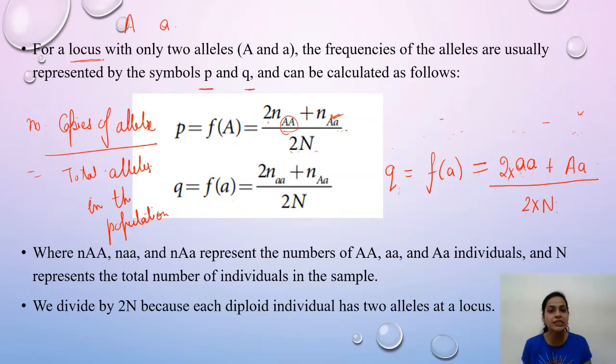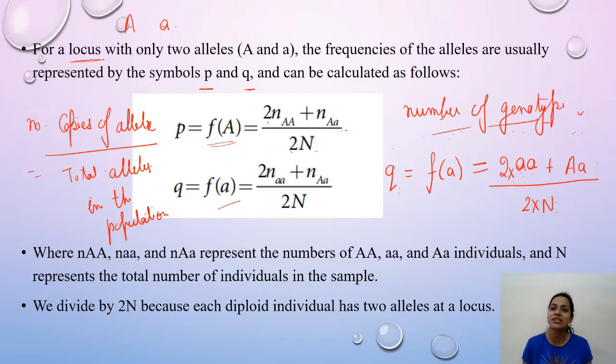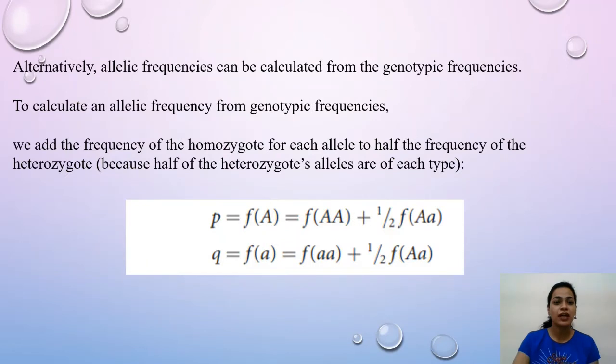Okay. So this is how we get the formula to calculate the frequency of the allele when we are given the number of genotypes. When the numbers of genotypes are given, we can use this formula and calculate the allelic frequencies. Okay, this is the different method in which we can calculate.